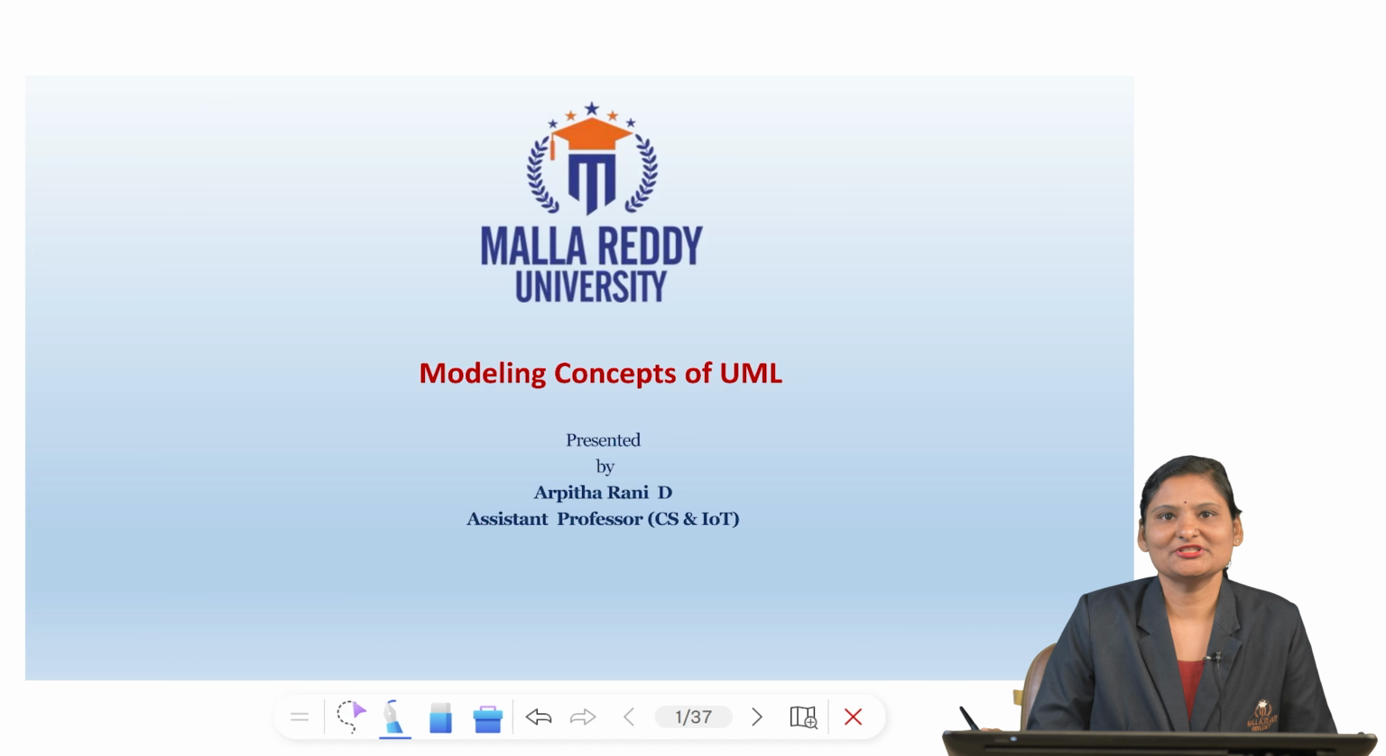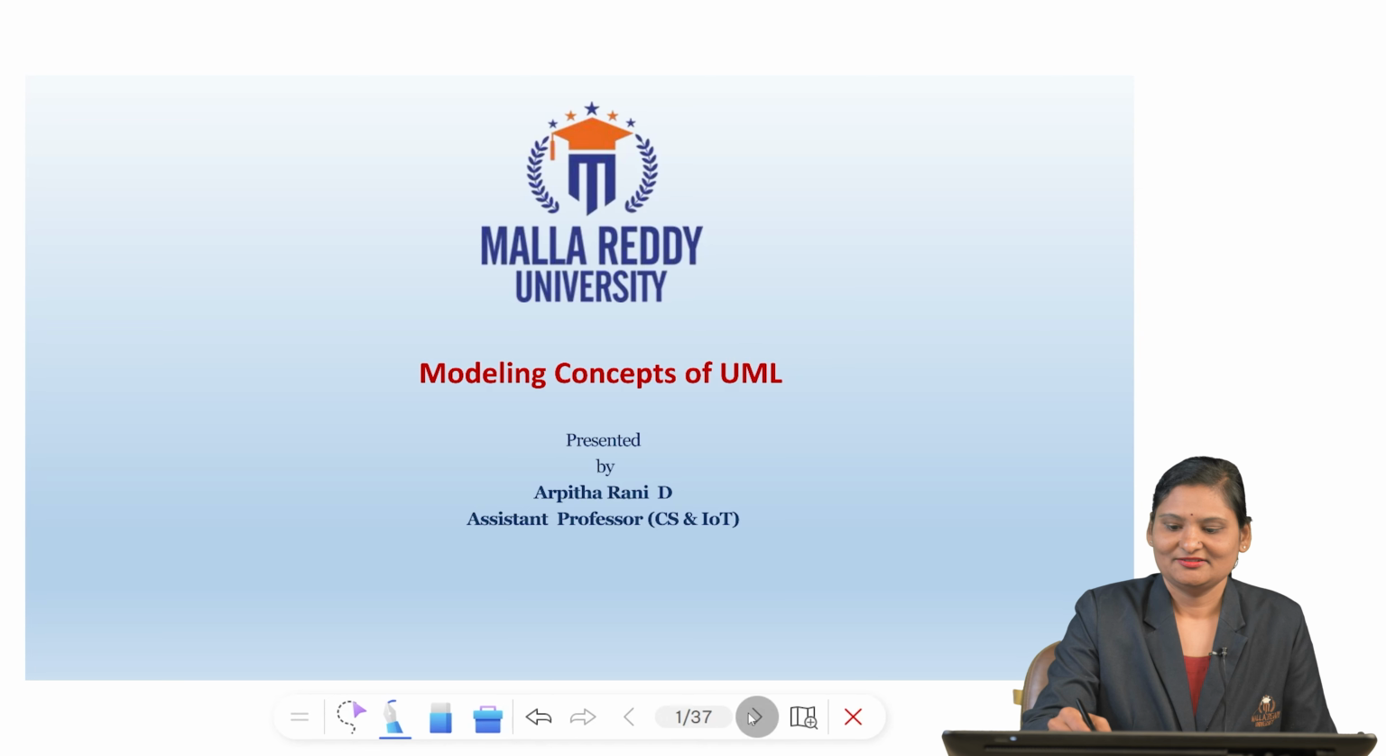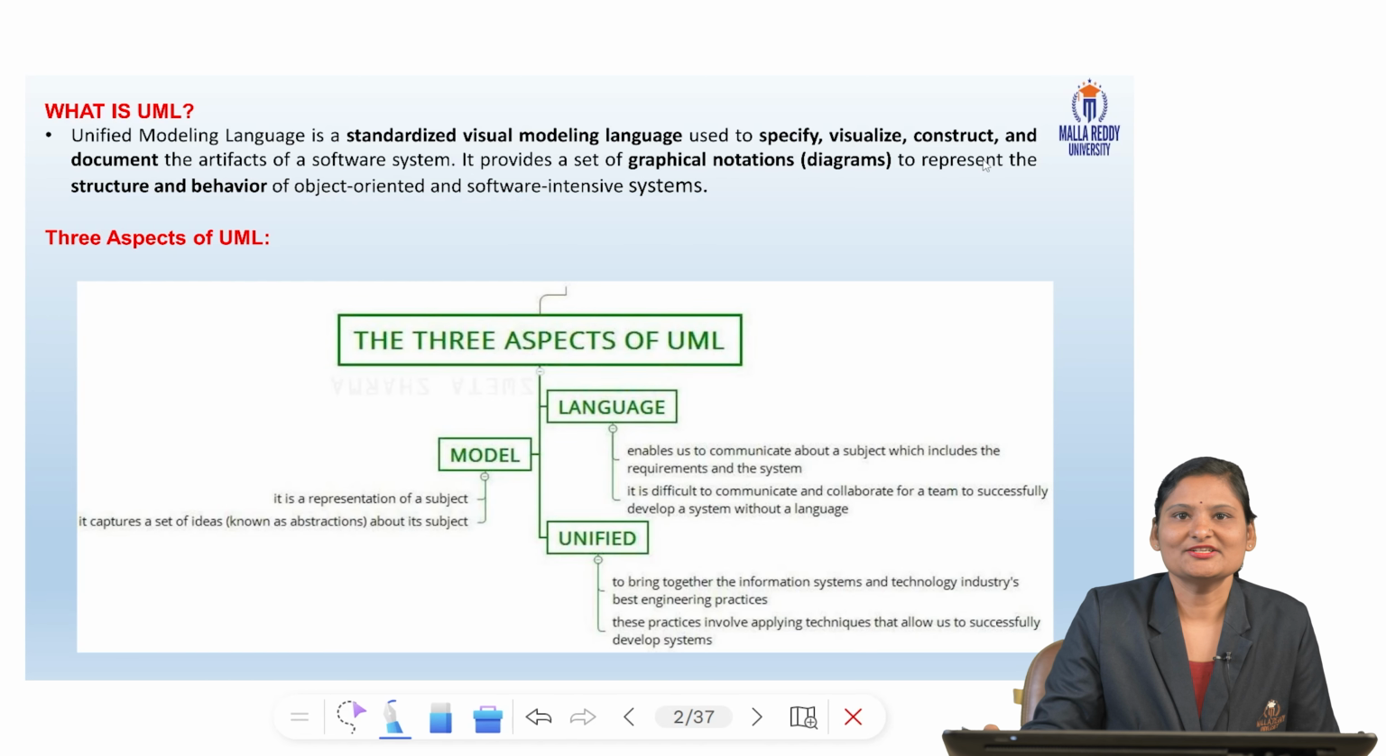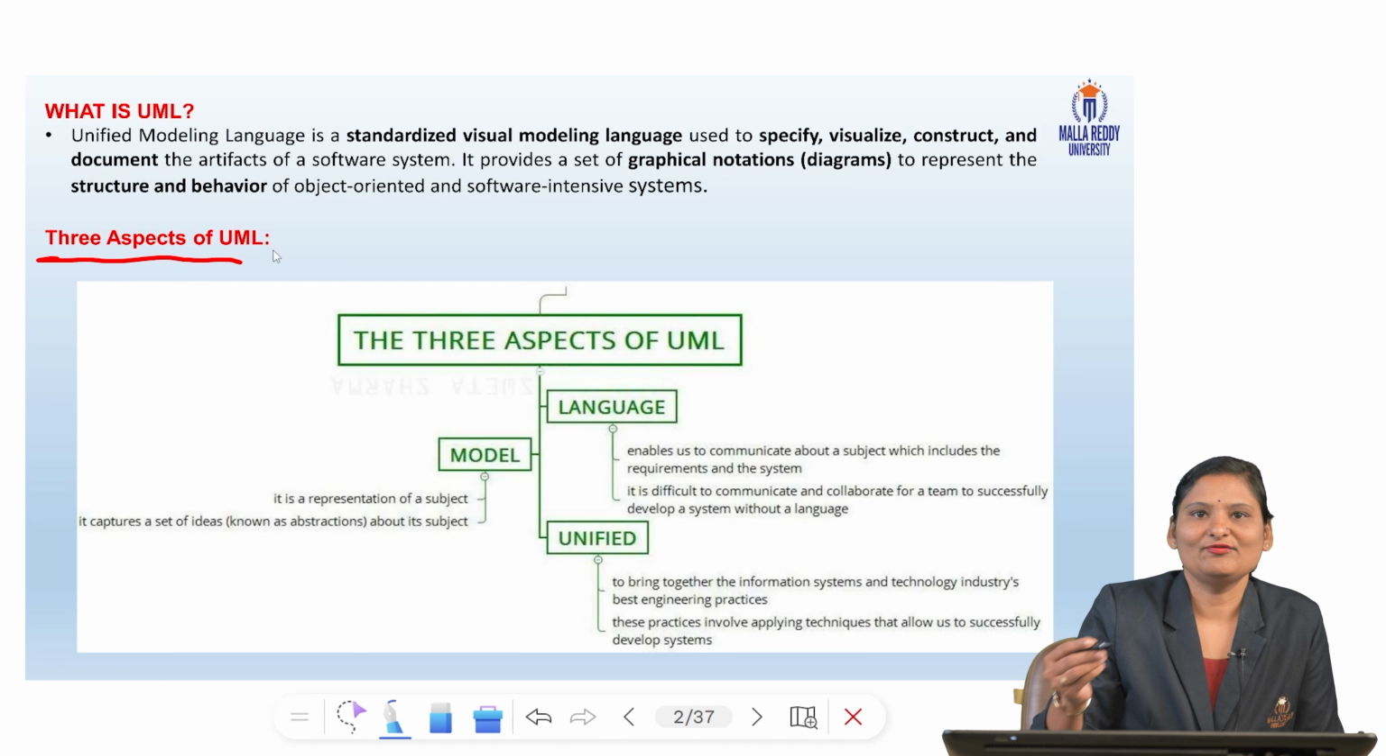Today we are going to the session of modeling concepts of UML. Before discussing the modeling concepts of UML, we need to discuss what UML is. The full form of UML is Unified Modeling Language. It is a standardized visual modeling language which is used to specify, visualize, construct, and also document the artifacts. We are able to see the three aspects of UML.